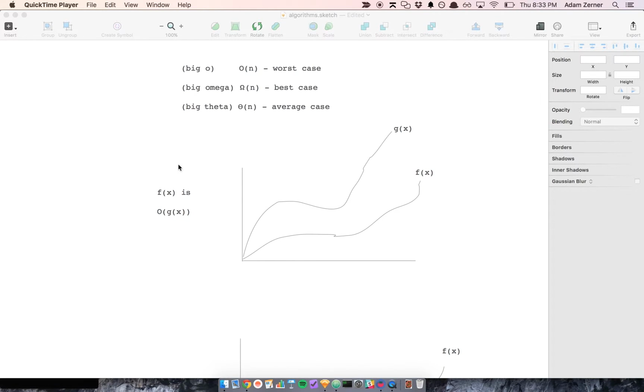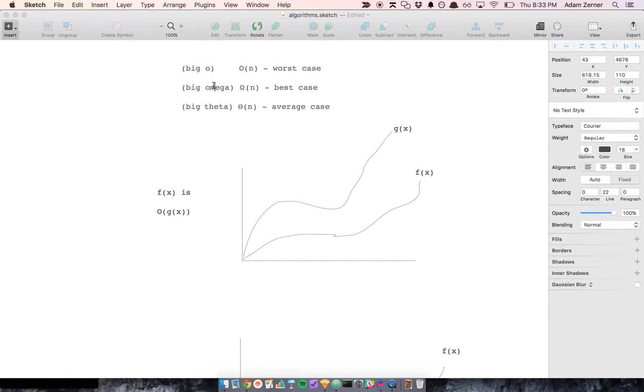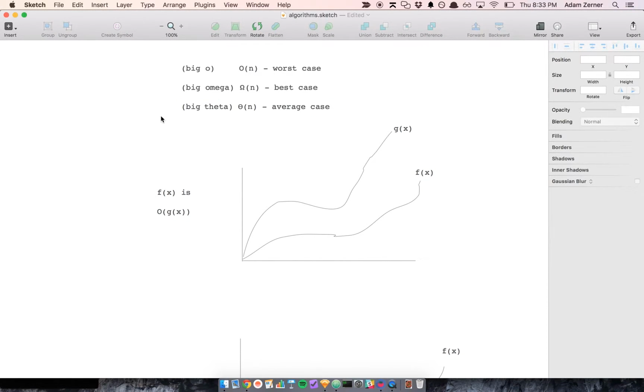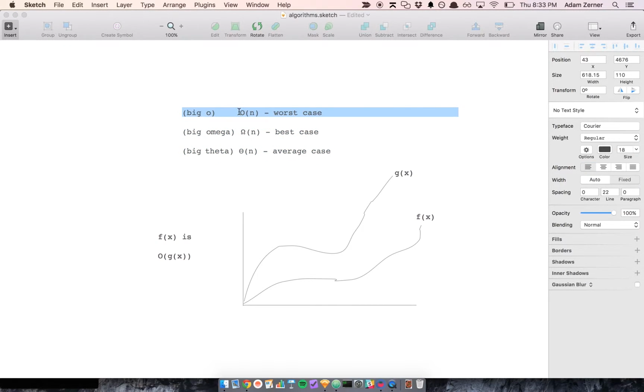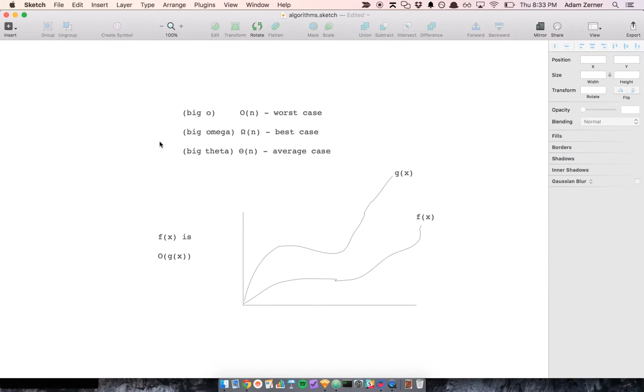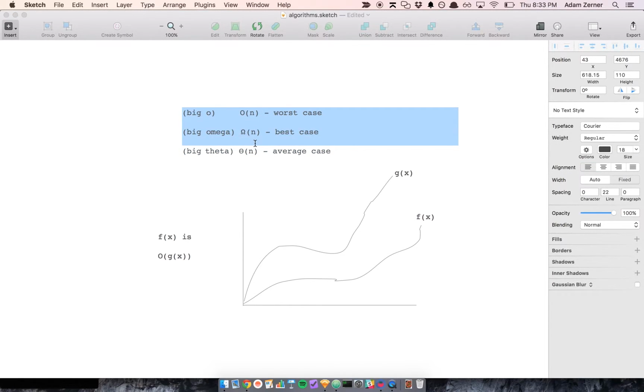So now I want to talk about big O, big omega, and big theta. You've probably heard of big O before, but you might not have heard of big omega and big theta. Essentially, these are math terms. Mathematicians have been using these before computers were even invented. But now computer programmers and computer scientists use these terms to analyze their algorithms. So let's jump into it.